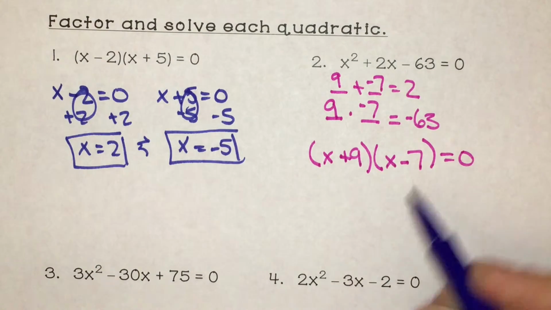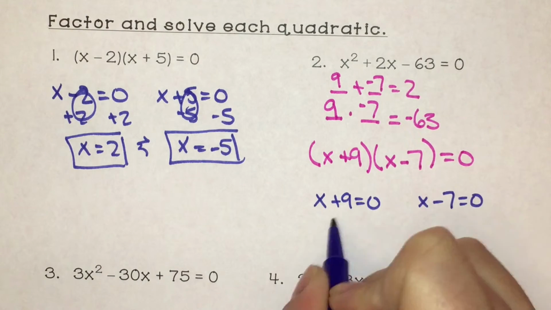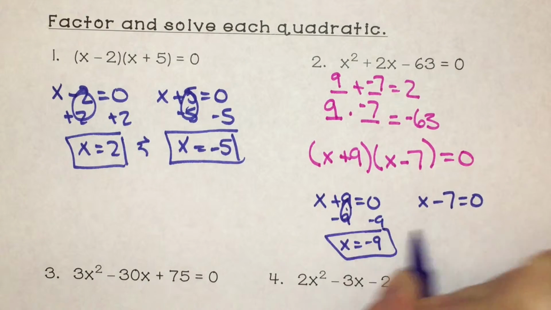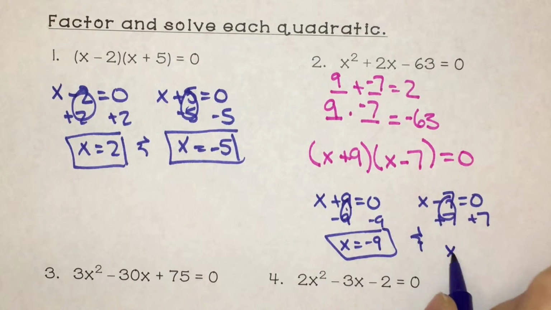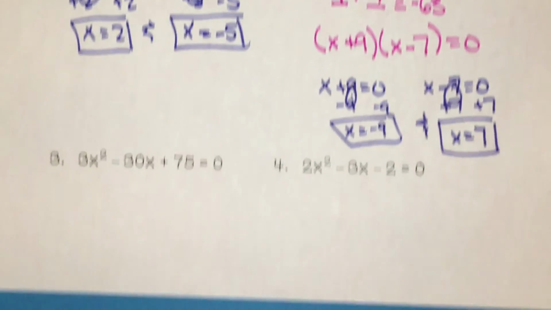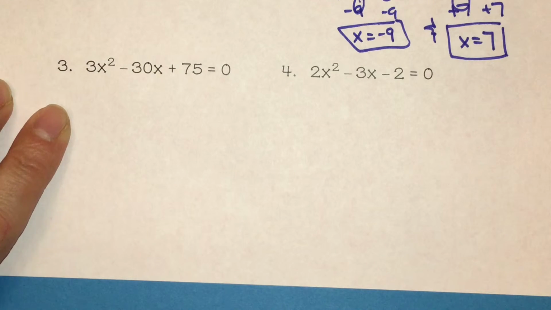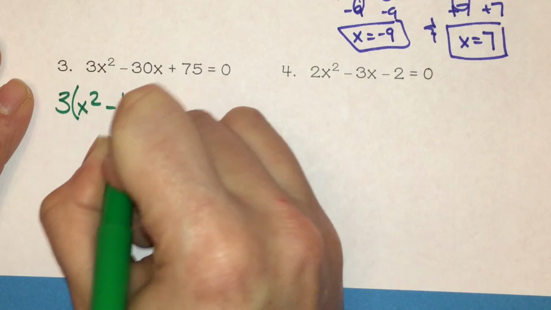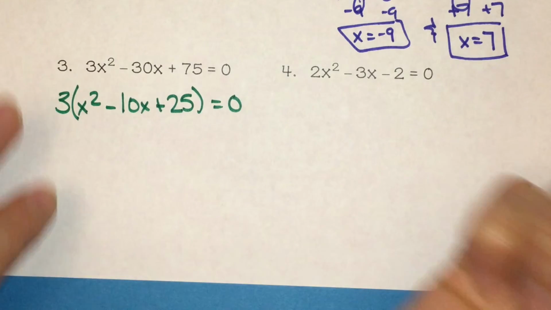Now I'm going to solve for x. x plus 9 equals 0 and x minus 7 equals 0. Here subtract 9 from both sides and x equals negative 9. And add 7 to both sides and x is equal to positive 7. All right, last two. On this one, we can factor out a 3, so I'm left with x squared minus 10x plus 25 is equal to 0.